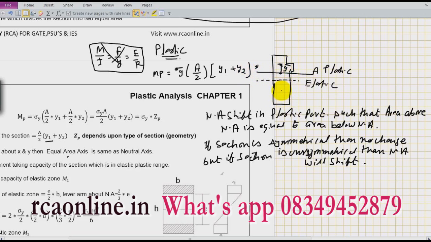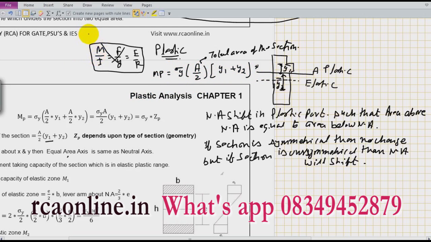Similarly, what is y2? y2 is the distance of the center of gravity from the neutral axis of the below part. Is it okay? And A is the total area of the section. So this is the basic equation of plastic moment taking capacity. So what is MP? MP is sigma y into A by 2 into y1 plus y2.